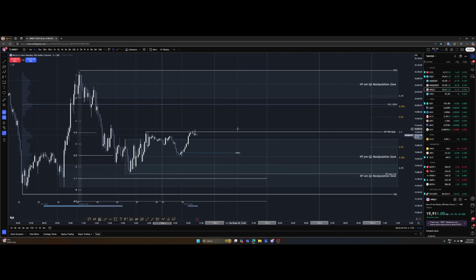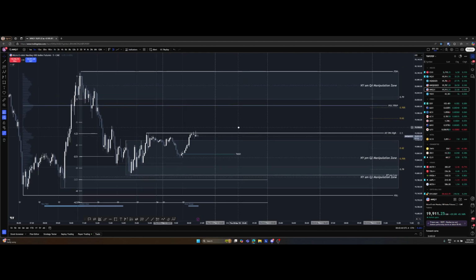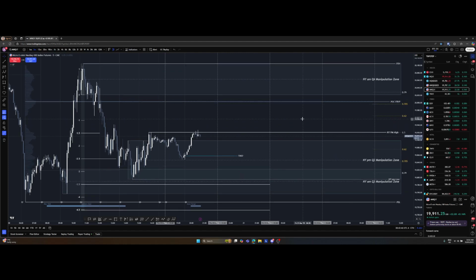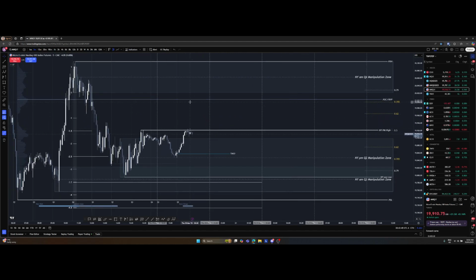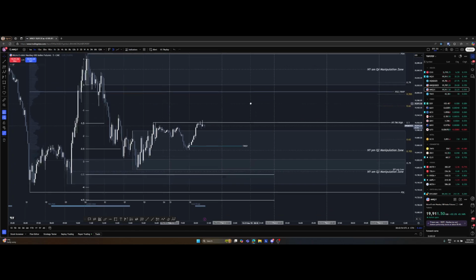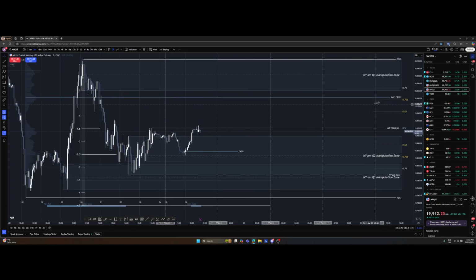All right, guys, we'll leave it there. Be interesting to see how the rest of the day plays out, if we're just going to consolidate around this midpoint of the daily range, and we just take it piece by piece.